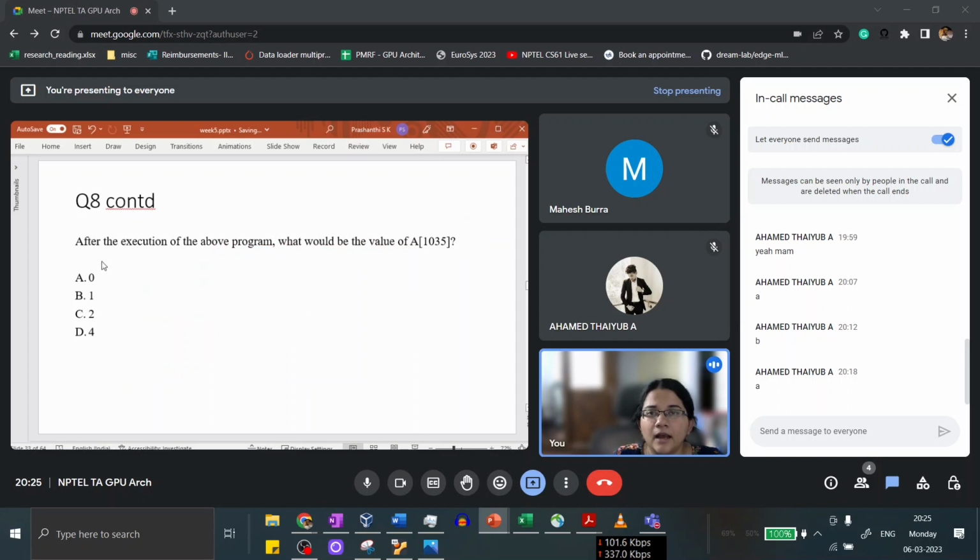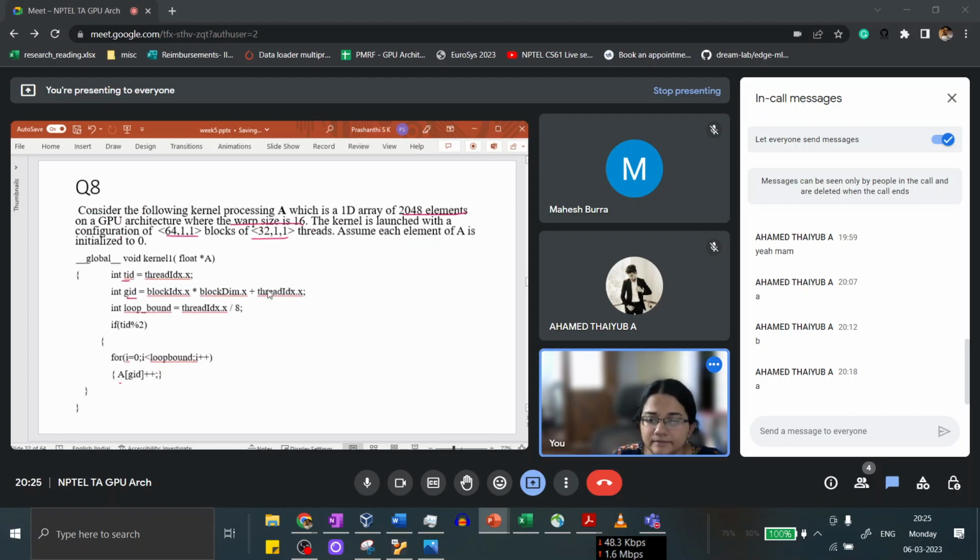The initialization is to 0. After the execution of the above program, what would be the value of A[1035]? I'll scroll back. Your options are 0, 1, 2, 4. Note that down, and note down this 1035, and we'll go back here. So we are trying to find out the value of A[1035]. So think, what would the value of loop bound be? How many times would this increment happen? And then come up with the answer. I'll give maybe 2 or 3 minutes for this.